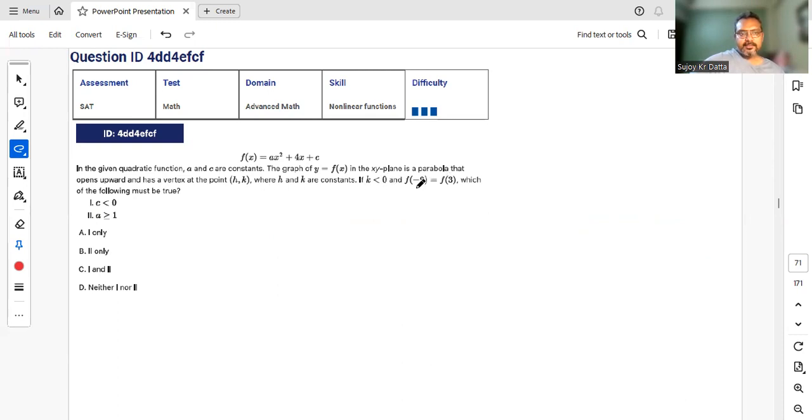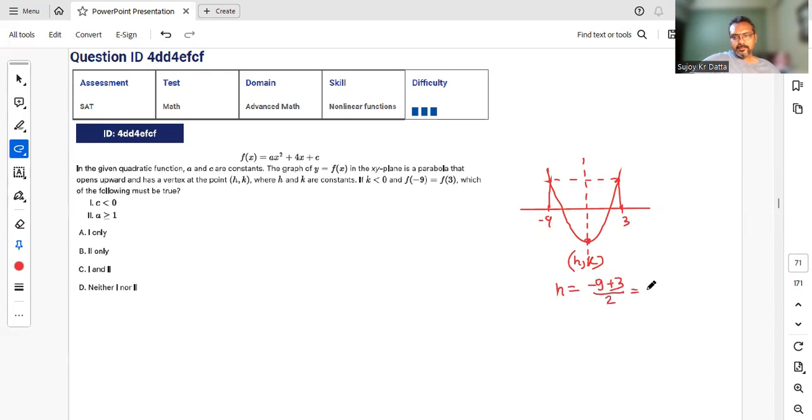All right. And they're saying that f of negative 9 is equal to f of 3. So that means you're saying it's opening upward. F of negative 9 and f of 3 have the same value, so minus 9 and 3 are symmetrically placed with respect to the vertex, because that must be the line of symmetry. So h would be negative 9 plus 3 over 2. So that's negative 3. So the vertex is negative 3 comma k.